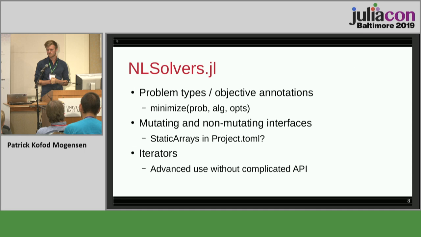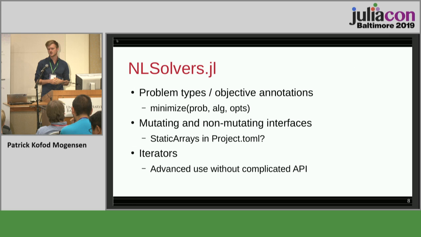There's an explicit mutating and non-mutating interface. So you can use the non-mutating interface with base arrays, for example, if you want to. But you can also still use the old mutating interface where you don't reallocate arrays all the time and stuff like that. But you can also use static arrays or stuff like GPU arrays, and things will get initialized correctly.